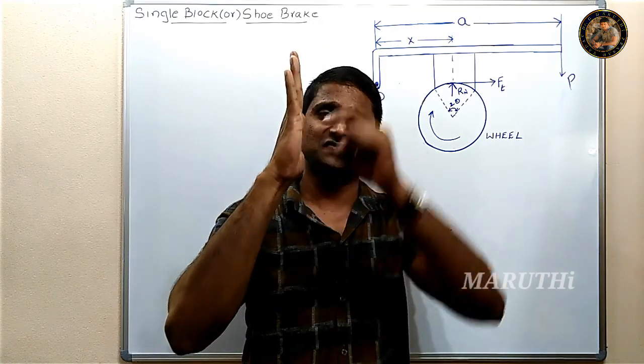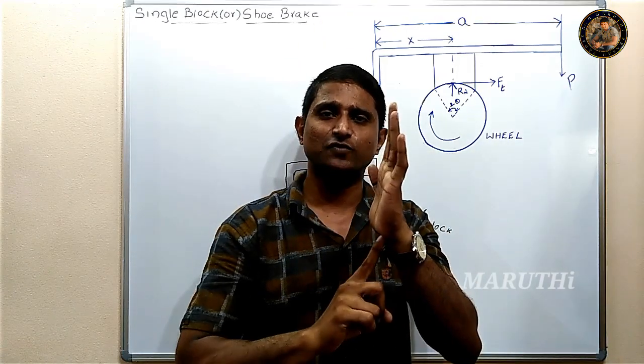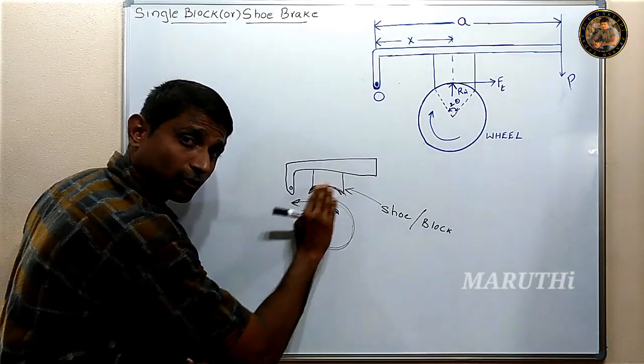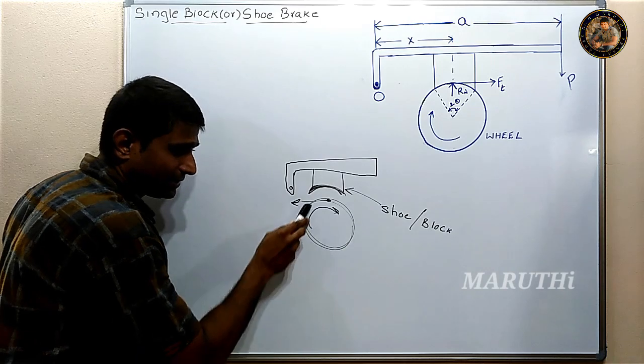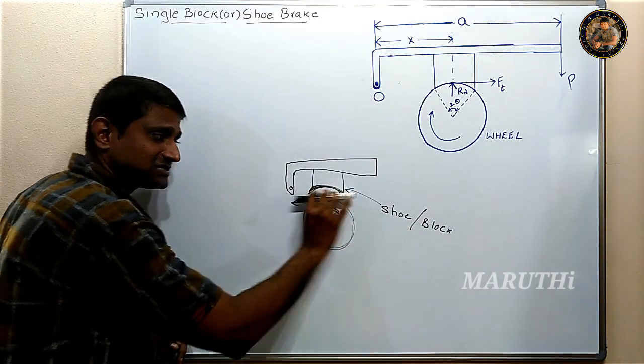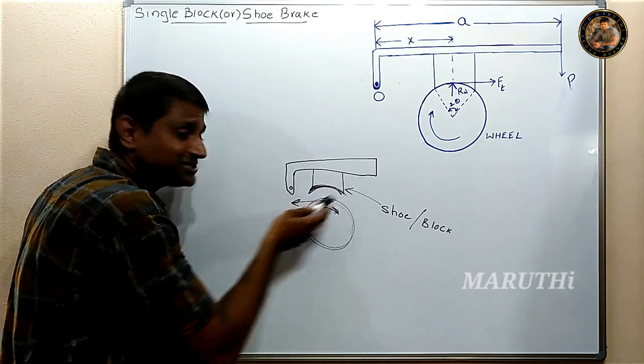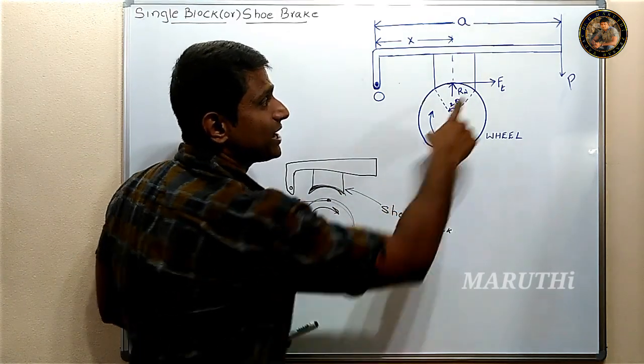So to the surface, friction force is downward; to the surface, friction force is upward. The same thing happens here: it is rotating in clockwise direction, therefore it moves in this direction. Friction force is opposite to the brake drum, so obviously friction force on this shoe is in this direction. So that is what I have mentioned here.